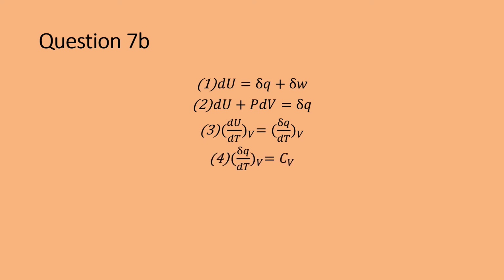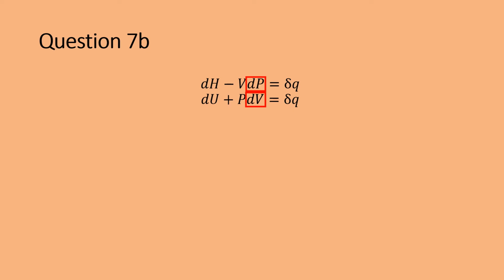As in the previous derivation, we notice that the change in heat with respect to the change in temperature at constant volume is now Cv instead of Cp since we're at constant volume. Now rearranging equation number 4 and plugging it back into equation number 2, we get that the change in internal energy is equal to the integral of Cv dT.